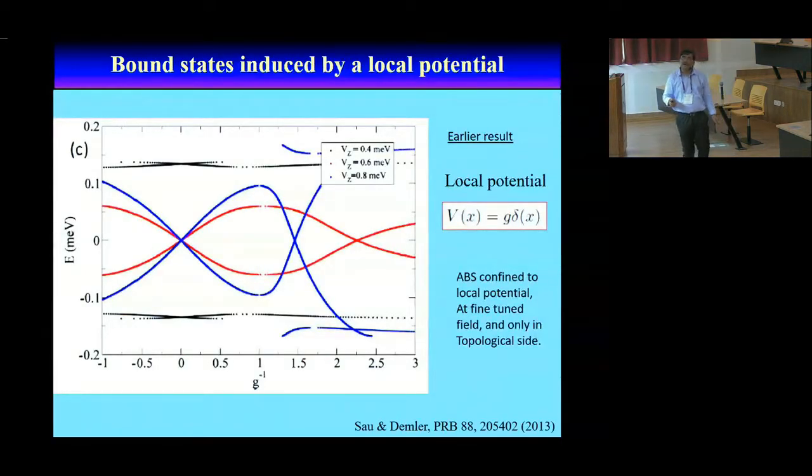Earlier result: if you take the local potential to be perfectly local, like a delta function, then you can also show that G inverse is basically the Zeeman field. Then you can also show, from this paper, that the energies of these Andreev states trapped by the delta function potential come to 0 energy, but they are fine-tuned. You increase the Zeeman field and it goes to 0. But for the perfectly local potential, they found this to be happening only on the topological side.